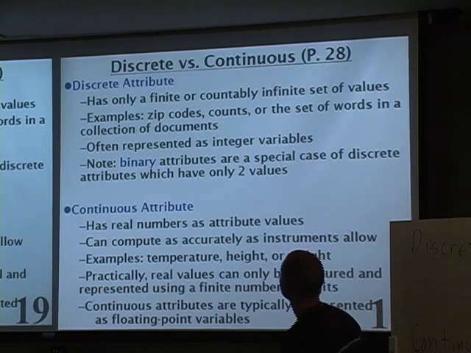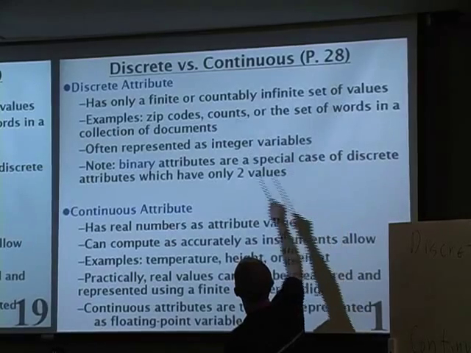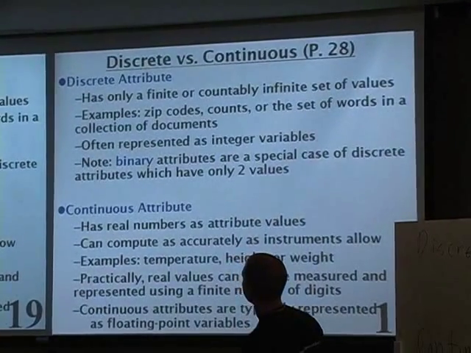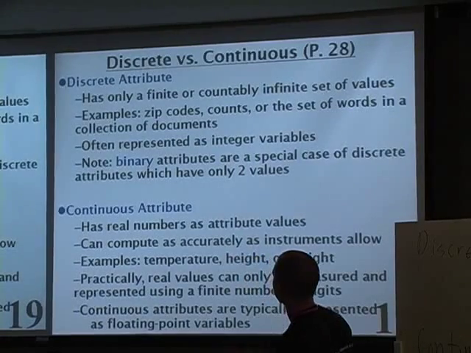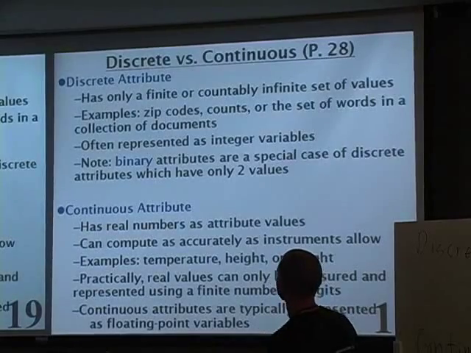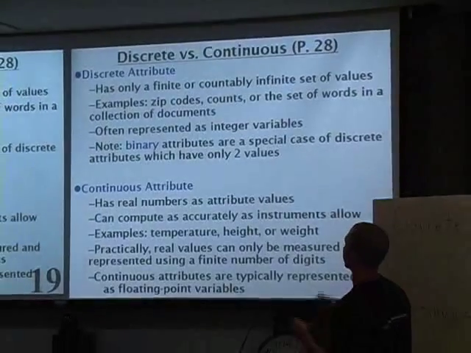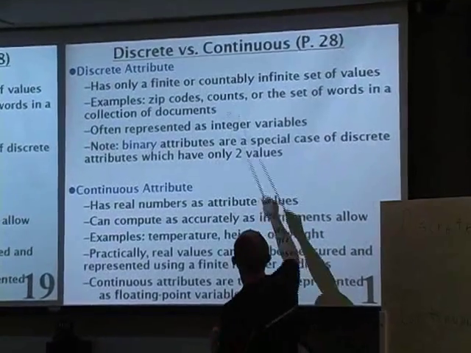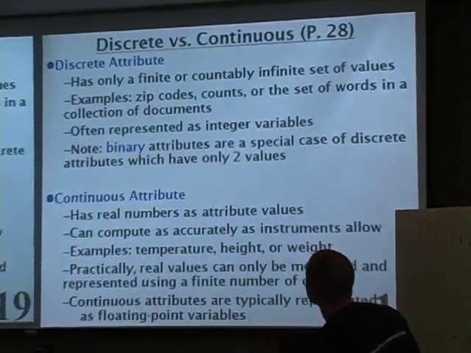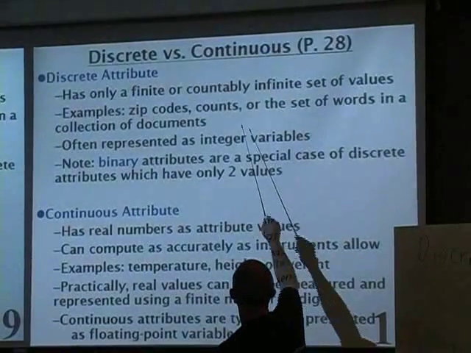What does it say up here? Okay, so again, discrete, finite or countably infinite set of values, so zip codes. There are just separate categories. You can have 94550, 94551, but you can't have 94550.2. There's nothing in between those two. You can't measure zip code more accurately. It's just some level of granularity. Things that you count, like how many siblings do you have? Exactly how many? You can't have 3/4 of a sister or something.